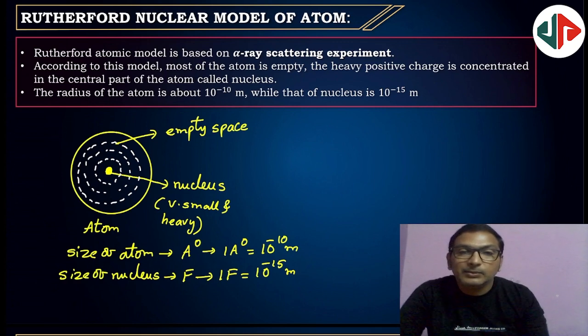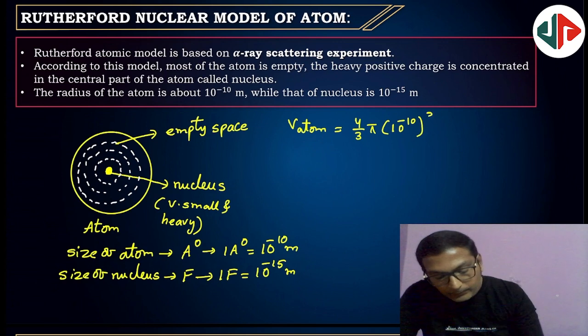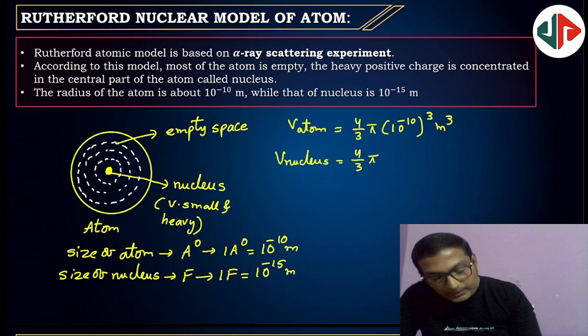So from this we can derive the relation between volume of atom and volume of nucleus. Suppose volume of atom equal to 4 by 3 pi r cube. Here r is 10 power minus 10, cube. And this will be meter cube. Volume of nucleus, 4 by 3 pi, 10 power minus 15, cube, meter cube.